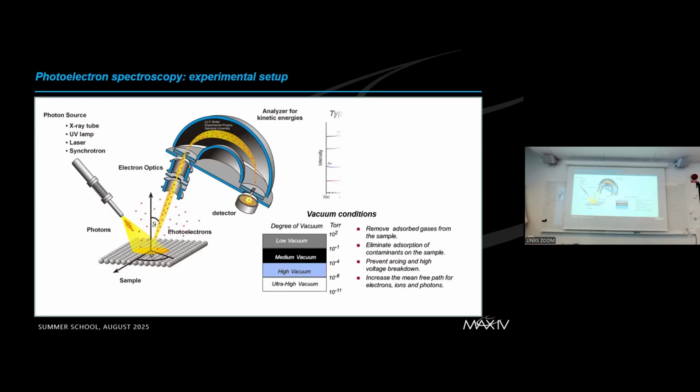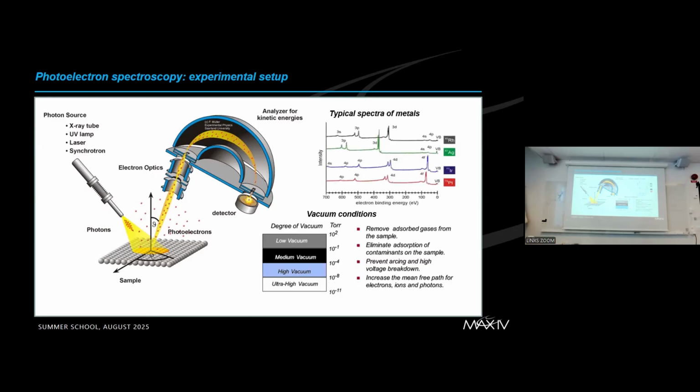And so what we are getting is something like this. These are typical spectra of metals, where we have the valence band region and some core levels visible here. Plus, we would have some Auger signals, which are not in this spectrum.